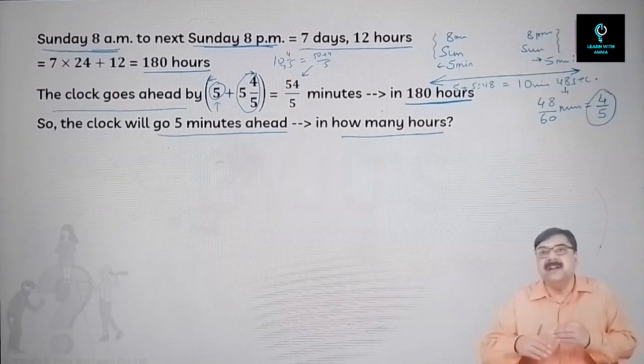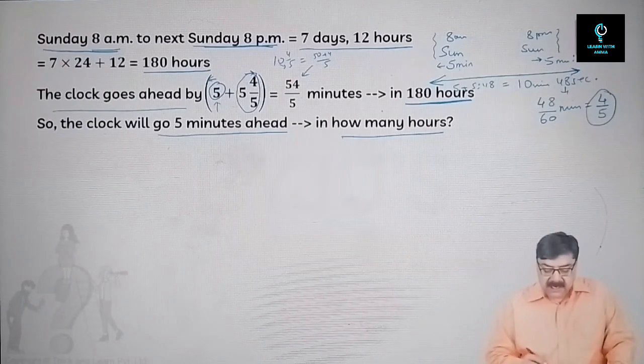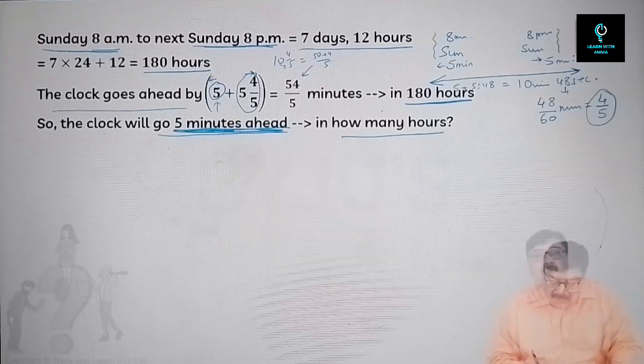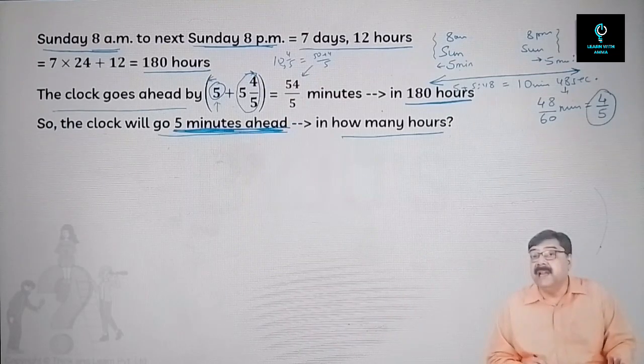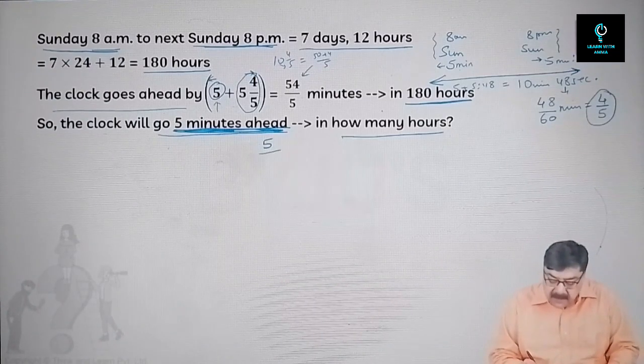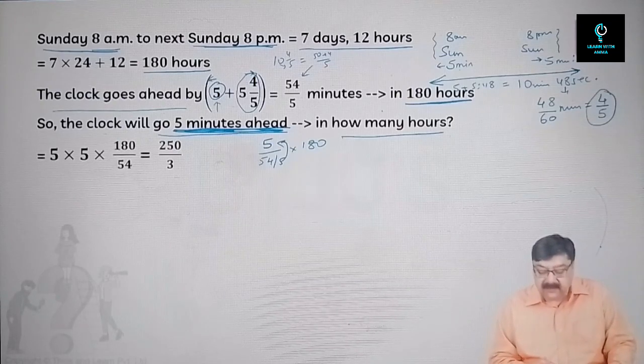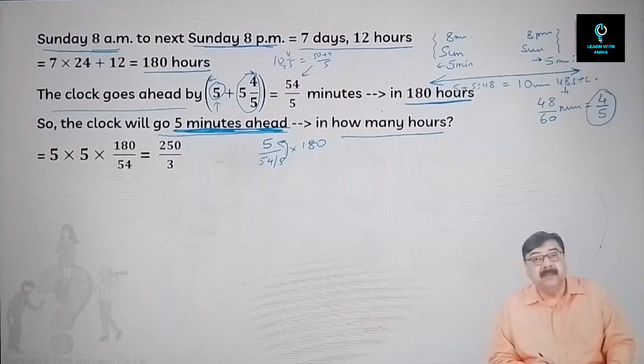After that, it may still go ahead or become fast. Anyhow, what we need to find out is when did the clock gain this 5 minutes loss. So simply, it becomes 5 by 54 by 5 into 180. You resolve this, you get 5 into 5. This 5 goes up in the numerator into 180 by 54.